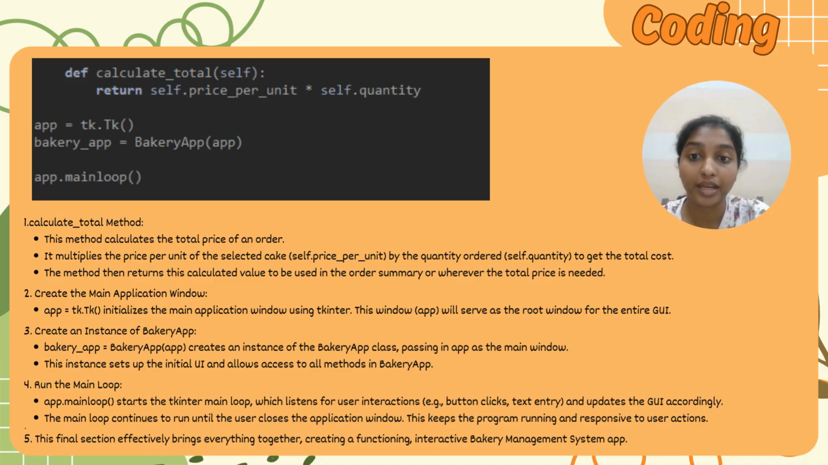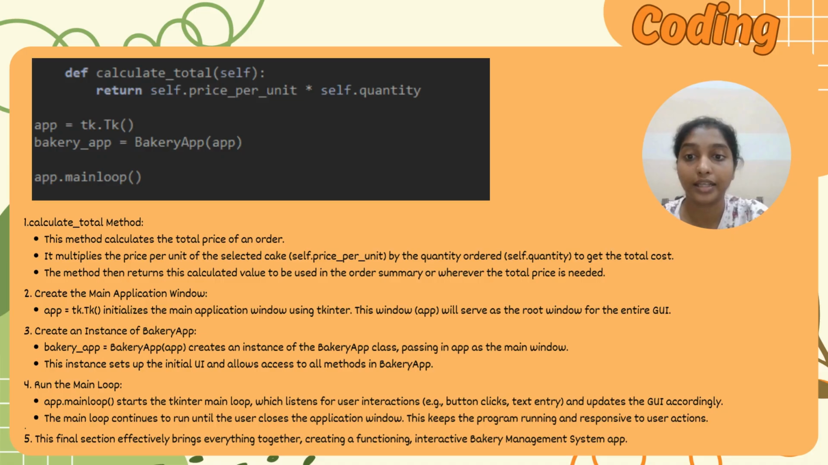Create the main application window, which is app = tk.Tk(). Initialize the main application window using tkinter. This window app will serve as the root window for the entire GUI. And then creating an instance of BakeryApp: bakery_app = BakeryApp(app) creates an instance of the BakeryApp class, passing in app as the main window. This instance sets up the initial UI and allows access to all methods in BakeryApp.